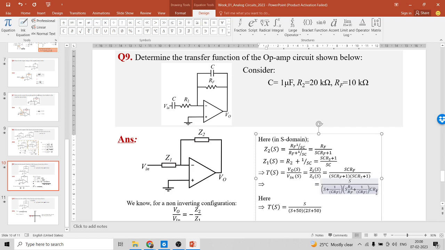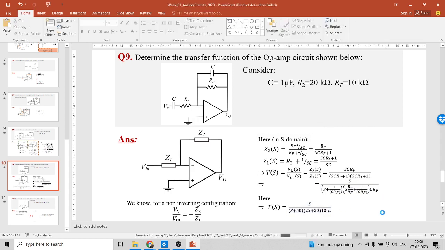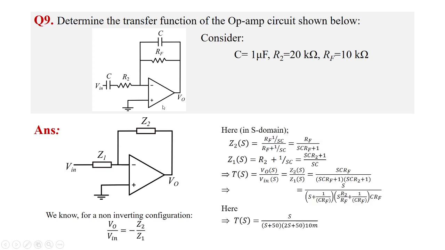Okay. So what is C into RF? C is 1 micro into RF, it is 10 milli. So there will be a 10 milli term there. Okay. So this is the transfer function.